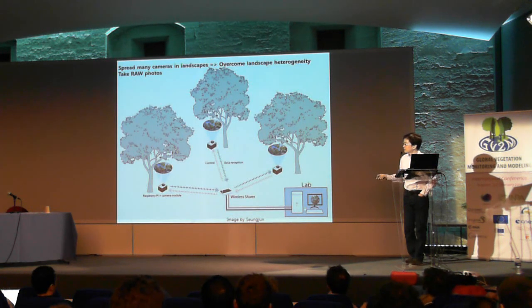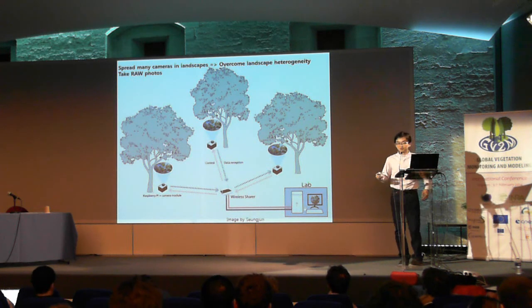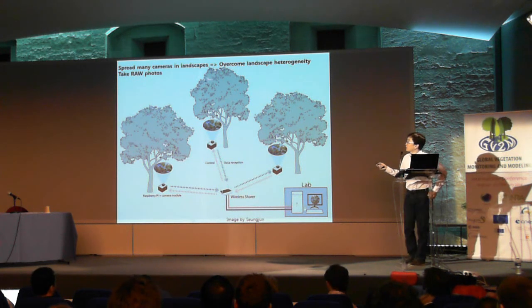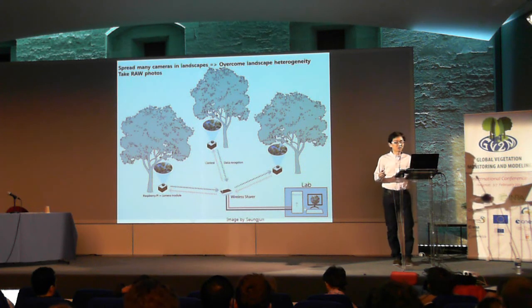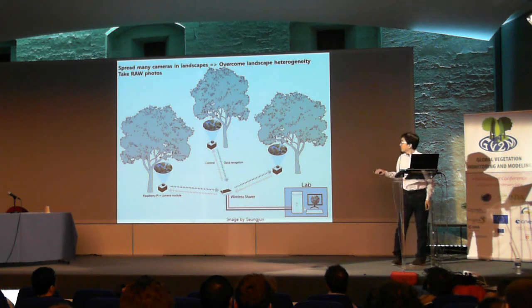So we envisioned spreading many of these sensors in the forest or crop or somewhere. Then we could overcome the landscape heterogeneity issue, and we could better evaluate the satellite product.